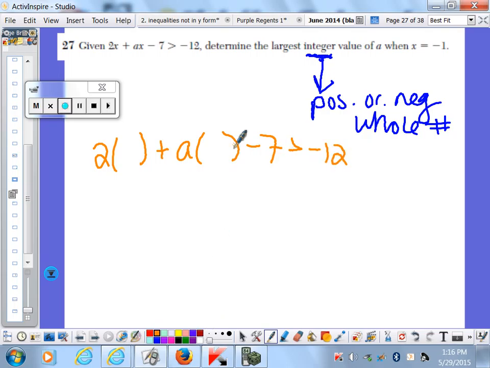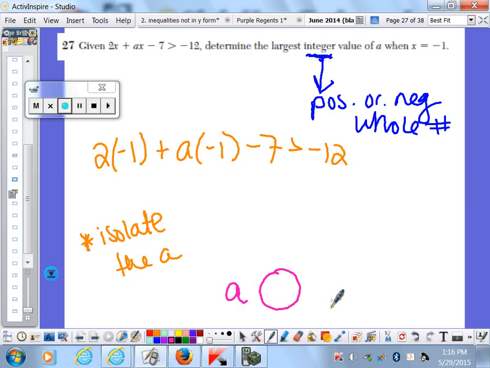And now I'm going to plug in that -1. I'm going to evaluate, you are going to evaluate on your own what you can. So simplify some of our terms, do what you can, bring things down. And then your goal here is to isolate the a variable. When you are done, you'll end up with a, some sort of inequality sign, and some number over here. Make sure you always go back and reread, and it says to determine the largest integer value of a. So somewhere after your inequality, you must state the largest integer value of a is blank. Go ahead.